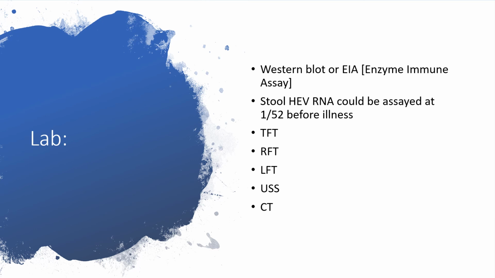So you embark on thyroid function test. Remember, we said there will be extra-hepatic features, or that it will affect the thyroid gland. So thyroid function test. It will affect the kidney, so we have renal function test. Liver will suffer the most, liver function test. We'll have ultrasound, and we have CT. CT because it's going to affect the pancreas, it's going to affect the brain, so we want to see what is happening.